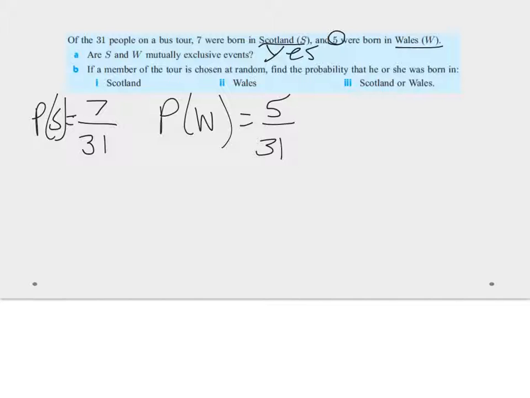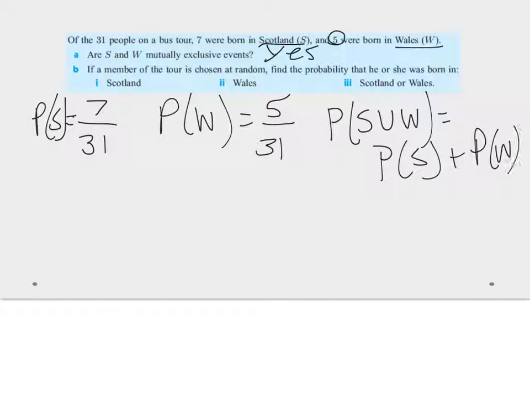So then the probability that they were born in Scotland or Wales, the probability of S union W, would be equal to the probability of S plus the probability of W, and we can leave off the intersection because they're mutually exclusive. So the probability of Scotland is 7 out of 31, plus the probability of Wales is 5 out of 31, so the total is 12 out of 31. So the probability that they were born in Scotland or Wales is 12 out of 31.